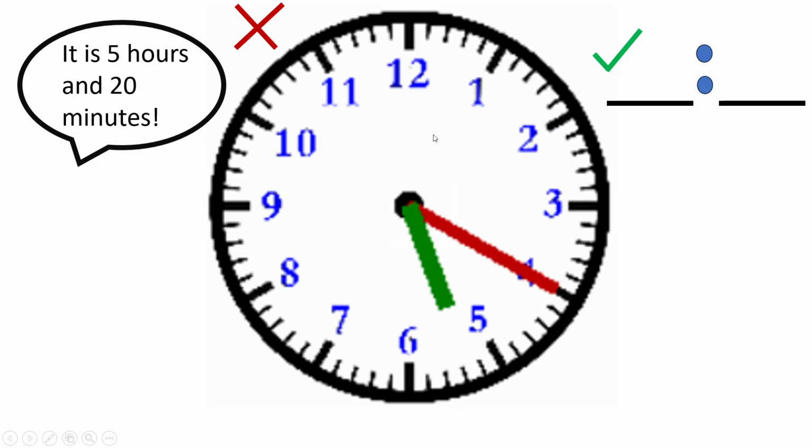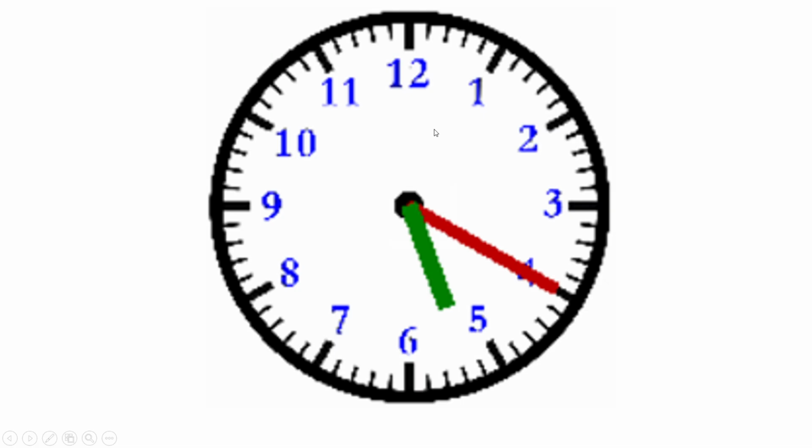video goes over. In this video, we're going to be looking at what happens when the minute hand goes to any of these 4 points, the 12, the 3, the 6, and the 9.